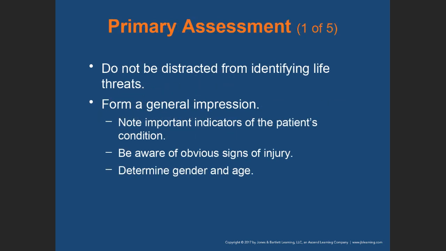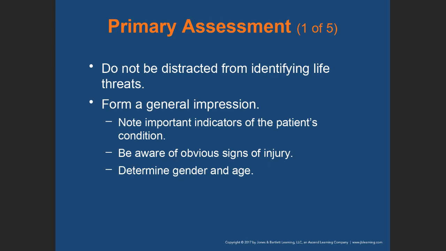Once we have completed the scene size up, which is checking for scene safety, take standard precautions for yourself, your partner, identify the mechanism of injury or nature of illness, how many patients you have, whether or not you need additional resources. Then the next phase is your primary assessment. The purpose of the primary assessment is to manage immediate and potential life threats. Do not be distracted from identifying life threats. Form a general impression of the patient and the environment.